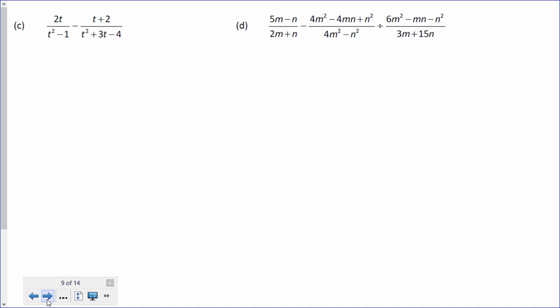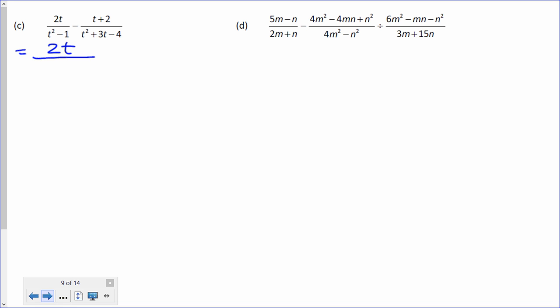So for these last two, there's going to be an extra step required, or an extra few steps. So let's look at C. 2t over t squared minus 1 minus t plus 2 all over t squared plus 3t minus 4. This time, you can do a little bit of prep work, right? You look at this and say, hey, I can do some factoring of the denominator. So what happens if I factor the denominator?